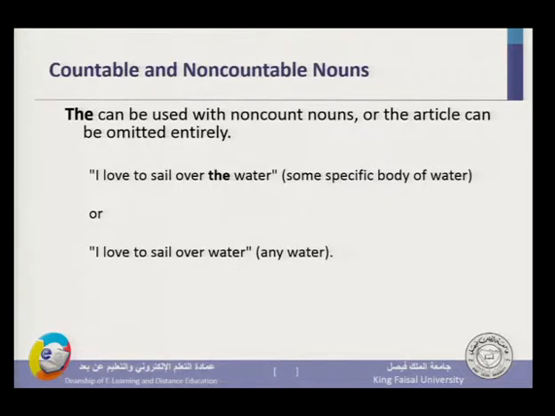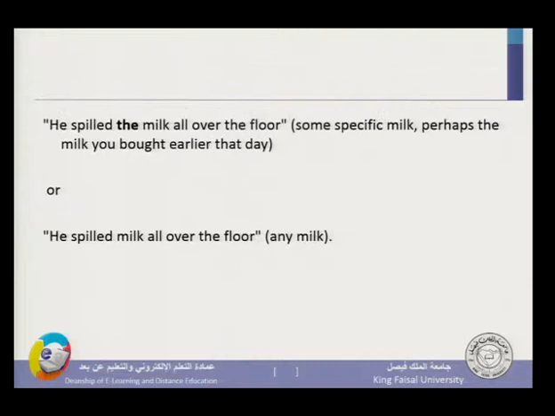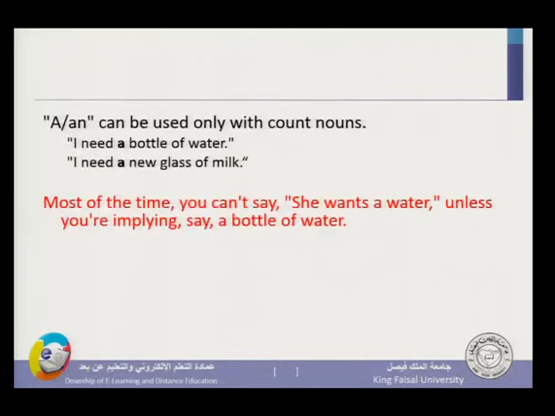Here we talk about countable and non-countable nouns. As I told you, the can be used with non-count nouns, like sugar, tea. We talked about this, it is a revision. Or the article can be omitted entirely. You have two options. You can say, I love to sail over the water, meaning some specific body of water, or I love to sail over water, any water.